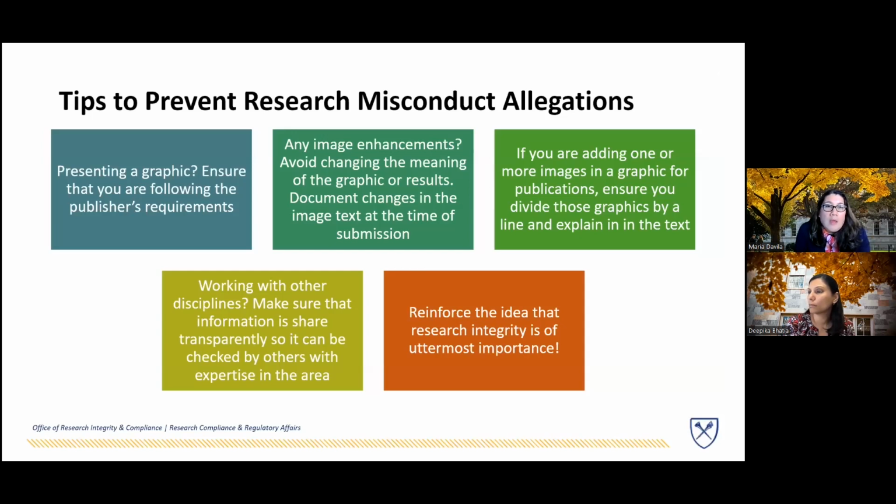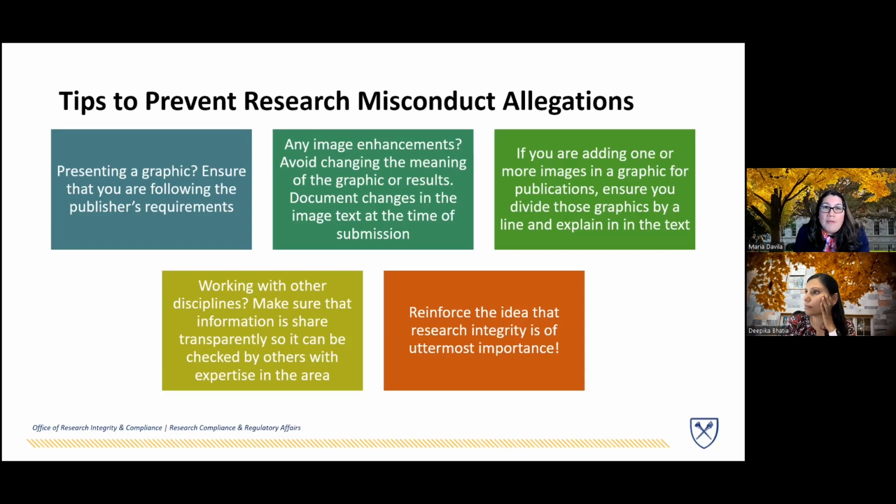We also want to provide some tips to prevent research misconduct. And the first one we have is about graphics. That might be very obvious for everybody, but sometimes the publisher may have specific requirements. And if you are following those requirements, you're probably going to be out of any issue with confusion of what was presented. So we want to make sure that you're very familiar with the publisher requirements on graphics and how they should be presented. You will be surprised how many times we have to review things where simply looking at the information that the publisher required would have prevented the issue.